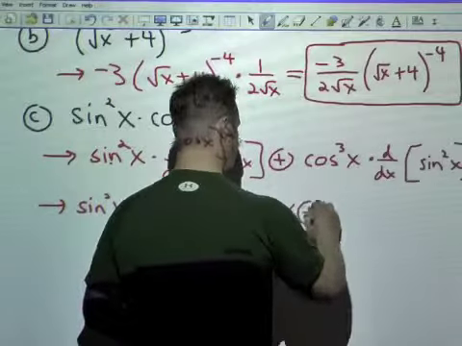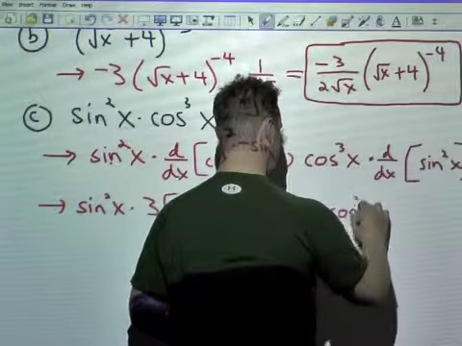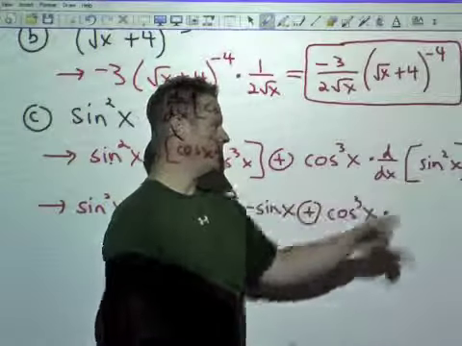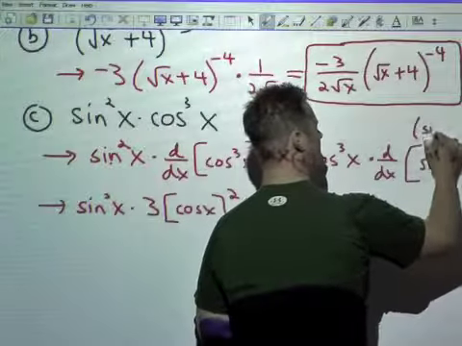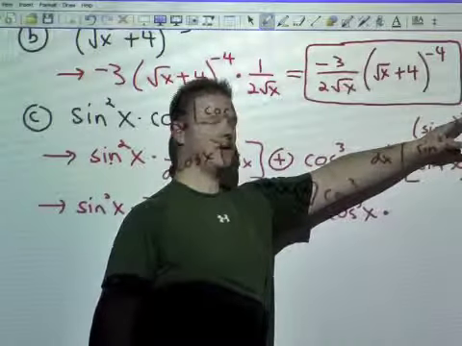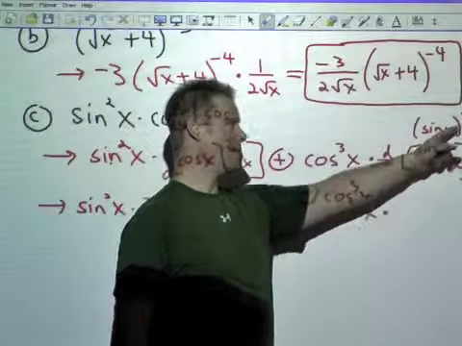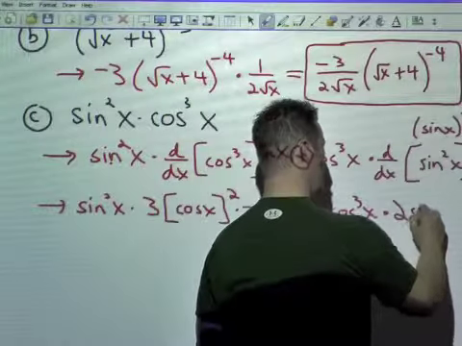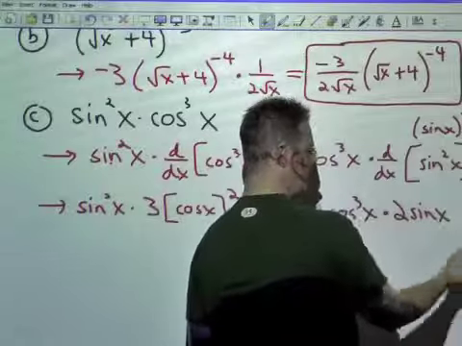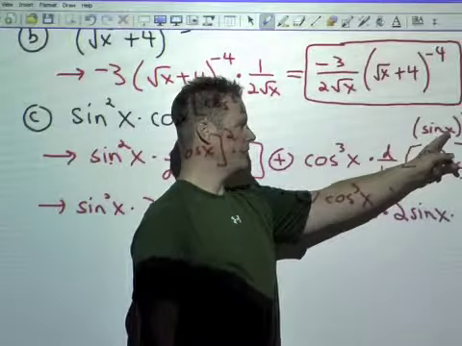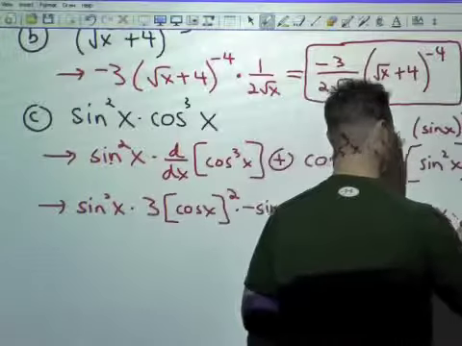Plus cosine cubed x times the derivative of sine squared. Remember that is the same as sine x quantity squared. So using the chain rule here, the squared is the outermost function. So I would do 2 times the sine x to the first power times the derivative of the inside. Derivative of the inside here is cosine x.